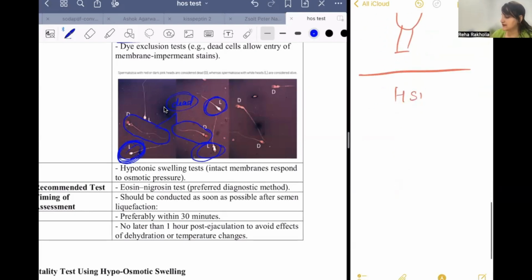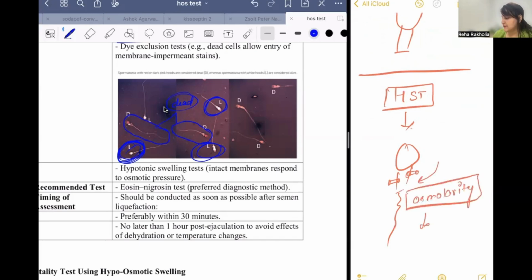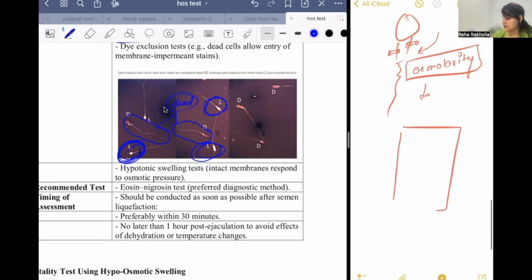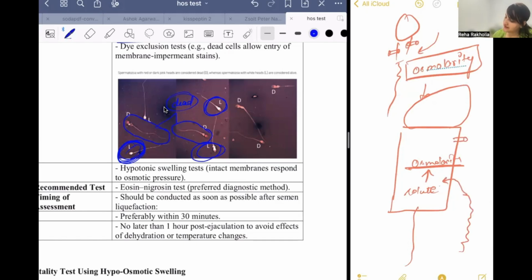Then the hypotonic swelling test. Now we are talking about sperm with an intact membrane, the sperm in which the membrane is working. So it will maintain its osmolarity. Let me make it clearer. This is a sperm. Solute osmolarity is more inside here and it is maintaining that, so water will enter inside. This sperm is alive, that's why it is able to maintain the solute osmolarity. Solute osmolarity is more inside the cell, so water is imbibing inside. That's why it is swelling.